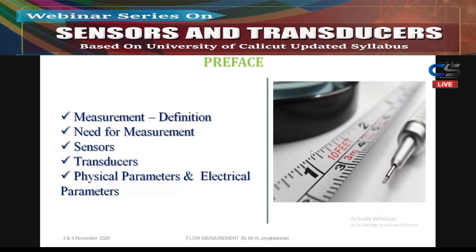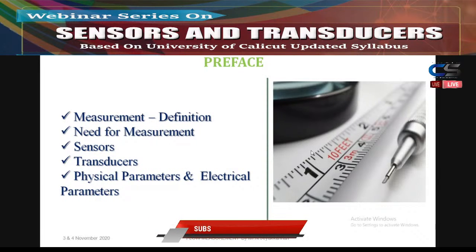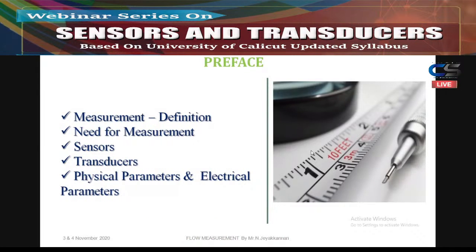Okay, so from the point of view of transducers, we can come to know what is a physical parameter and what is an electrical parameter. The physical parameter is nothing but the physical quantity, like pressure, temperature, flow. These are all called physical parameters. It is not relevant to any electricity.